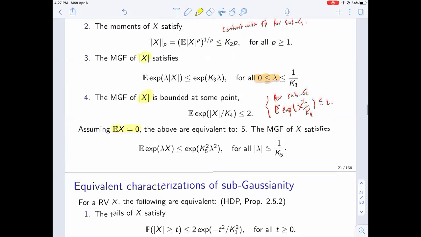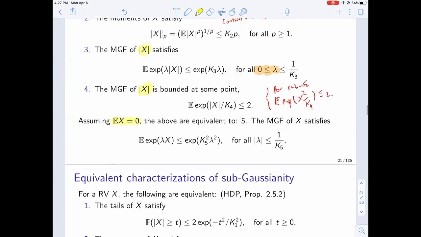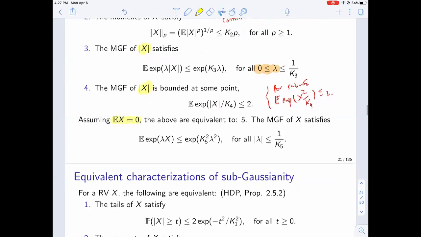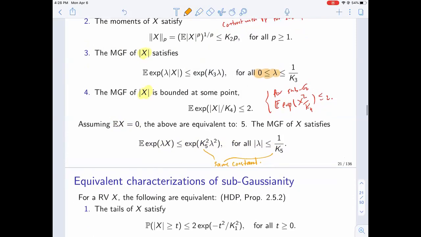When the mean is zero, the above are all equivalent to the characterization that we mentioned. So this is the original definition. Here, he's using the same constants, not two constants, the same constant. So this is the HDP's way of defining sub-exponential variables. Instead of two parameters, he uses one. You can always use one.